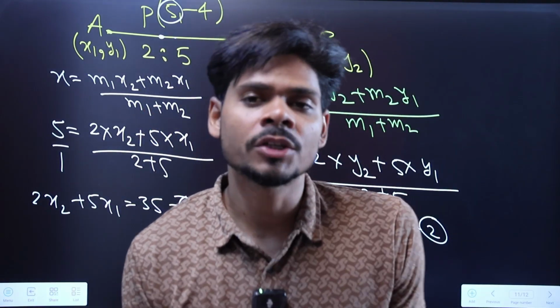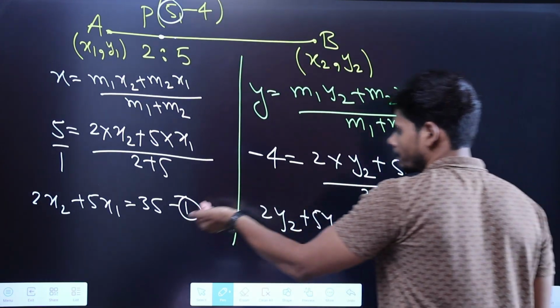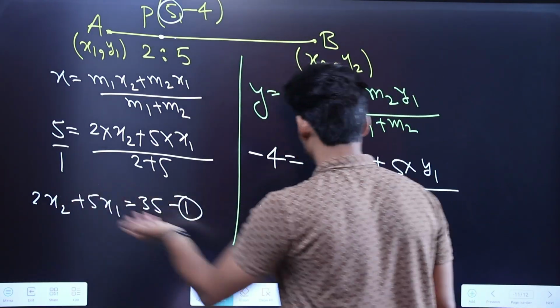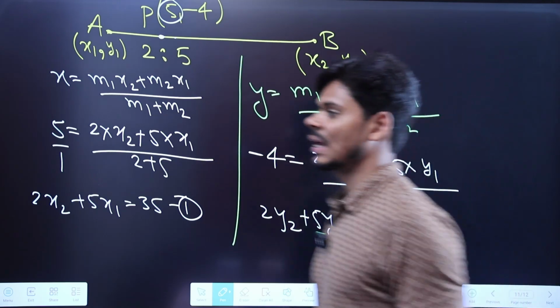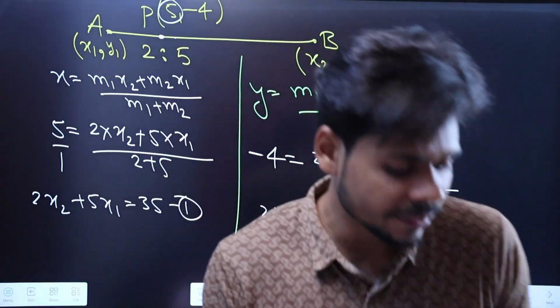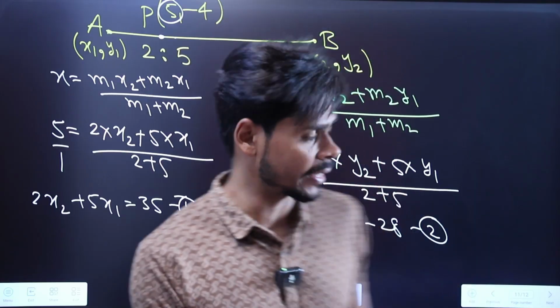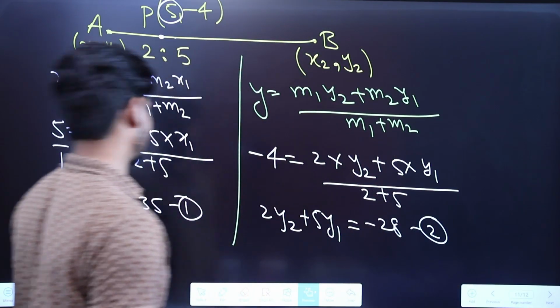Now, a very important point: we have only two equations, but the variables are x1, x2, y1, y2, four variables. And if you have two equations and four variables, then it can have infinite solutions. You cannot solve this kind of equations right now at the level of class 10.